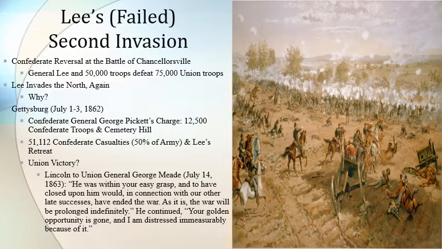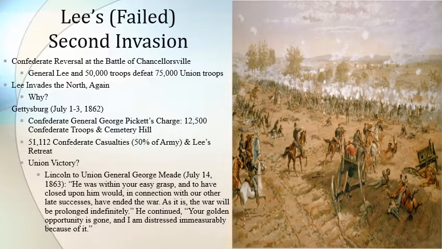And not only that, but Lee was actually forced to retreat back to Virginia and abandon plans to attack Washington via Pennsylvania. And just as importantly, in addition to the fact that this was a failed invasion, we also see General Lee losing more than 50% of his army to death, wounds, or capture. In total, there were 51,112 casualties at Gettysburg, more than any other battle during the Civil War.